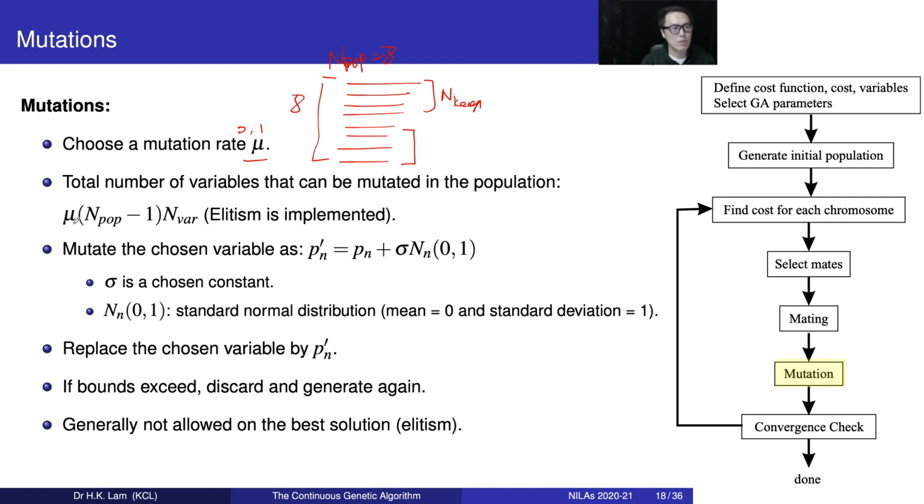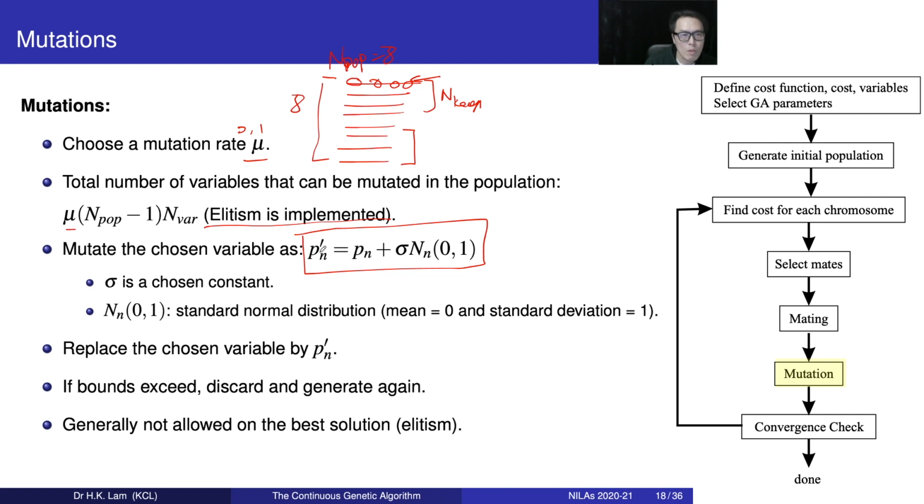And then now the total number of variables we are going to pick for mutation is mu times n pop, that is 8, minus 1, because the first one we are not going to perform mutation if elitism is implemented. If we are not going to implement elitism, then we will not have this one. And ny is the number of decision variables in each chromosome. So this is the mutation equation.